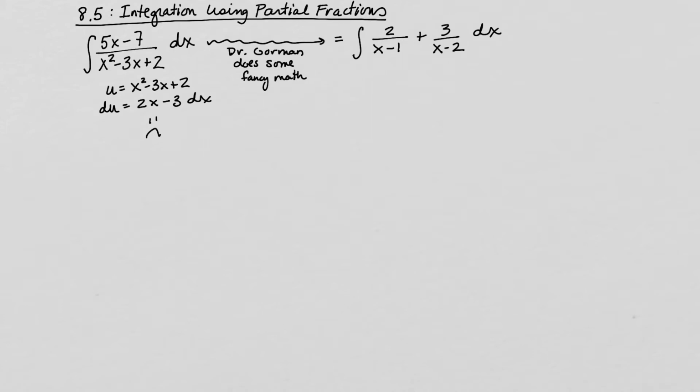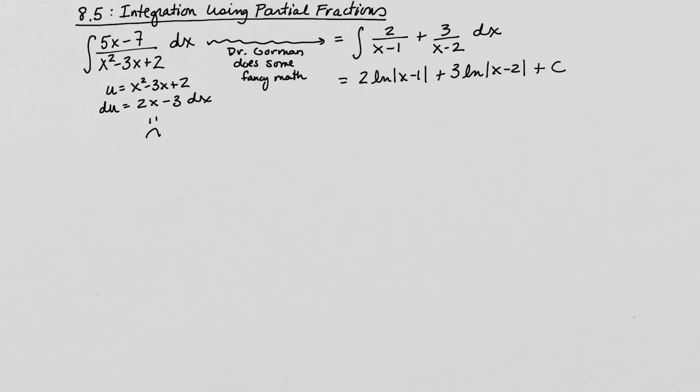then those I actually could integrate. Each one of those I could do a simple u substitution on. On the first one, if I let u be x minus 1, du is just dx, so I end up with 2 over u. This first one would end up being 2 natural log of x minus 1, and the second one is going to be 3 natural log of x minus 2.